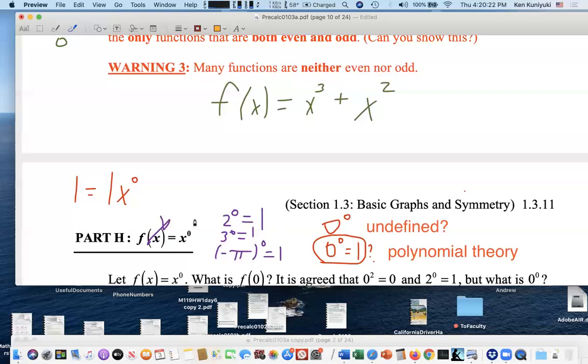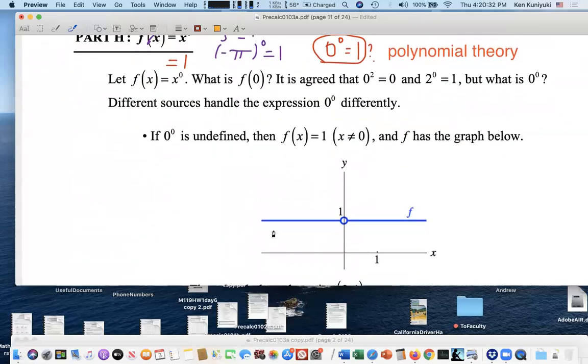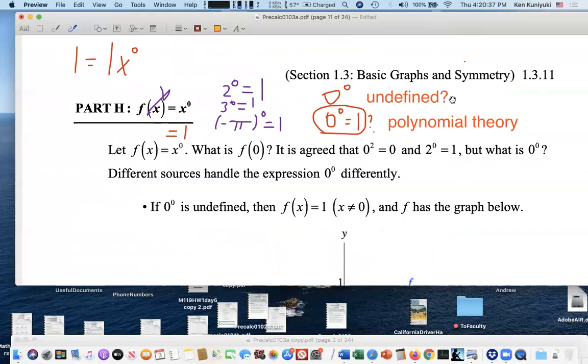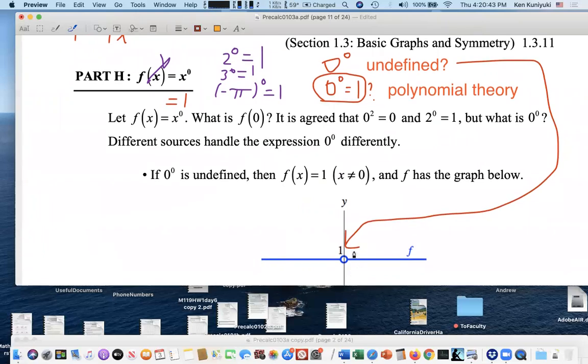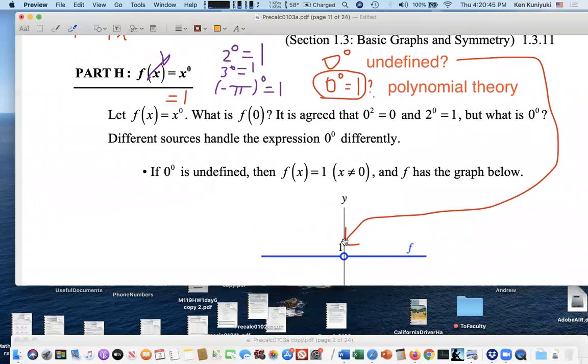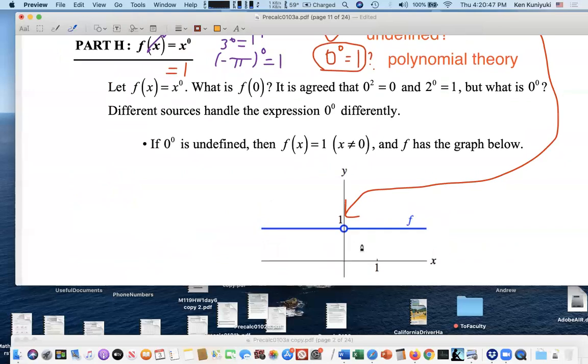Well, first of all, how do you graph y equals 1? You agreed that this is still basically y equals 1. How do you graph y equals 1? It's going to be a horizontal line. Although, if you say that 0 to the 0 is undefined, then you have a hole at (0, 1), because if 0 is not in the domain of x here, then you're not allowed to have a point there. So we have a hole.